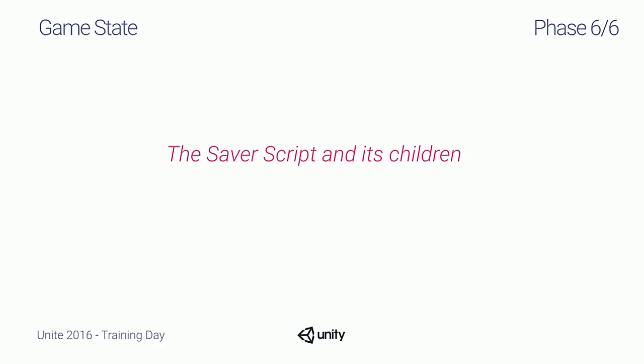So we've got the scene manager that's triggering the saving and loading, and we've got our saved data that's actually storing the data, but we need a link. We need a link between the game objects that we're storing information about and the saved data. So what we've got for that is the saver script.